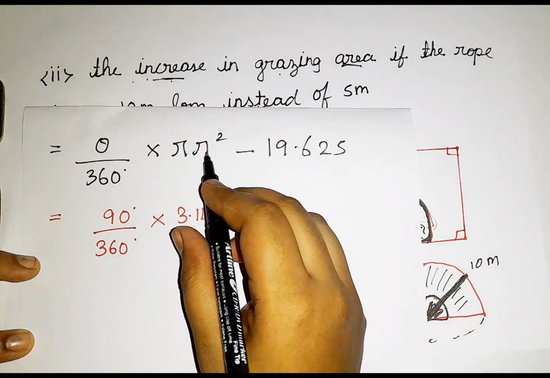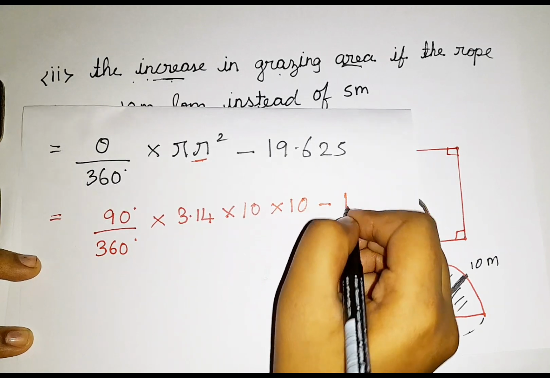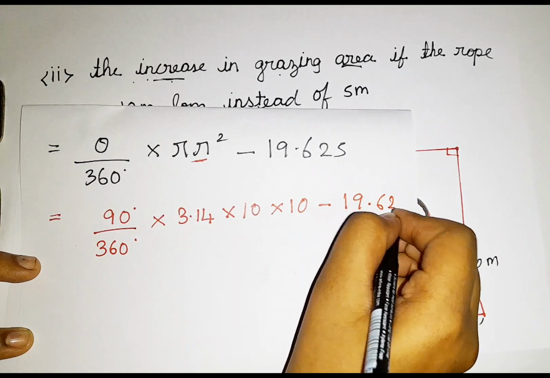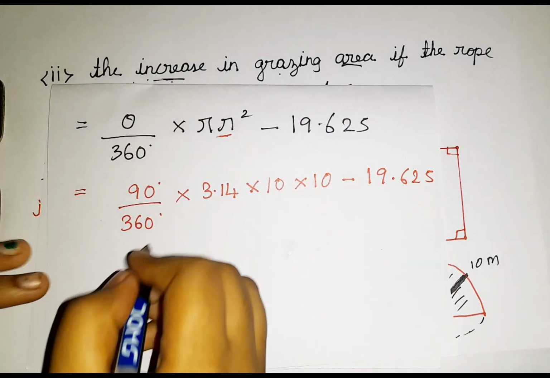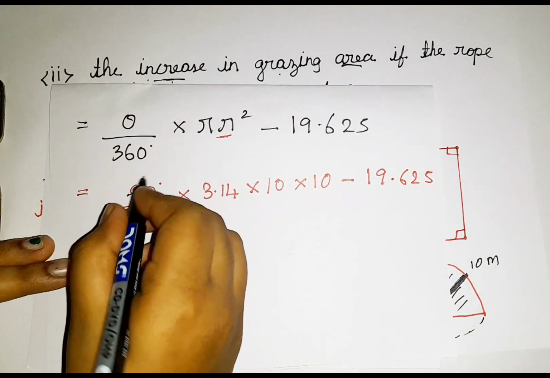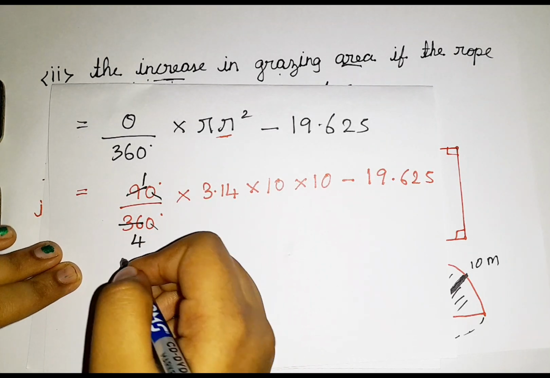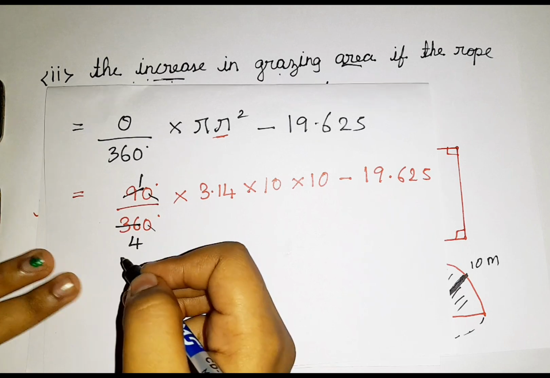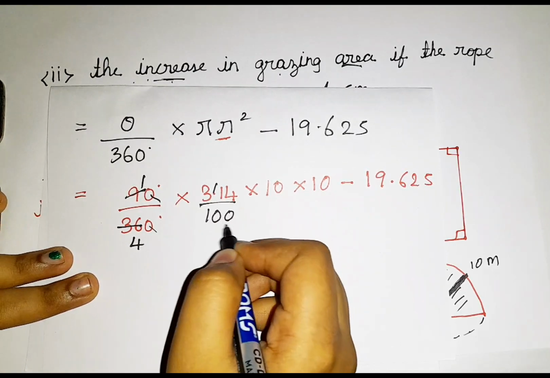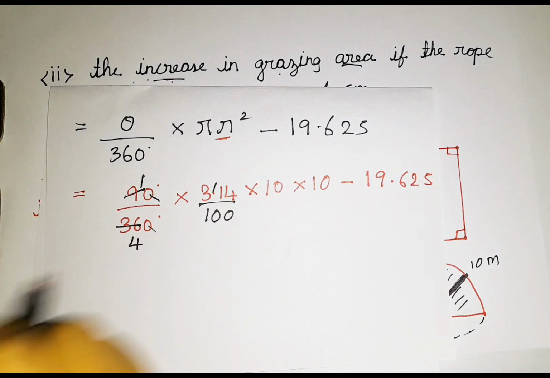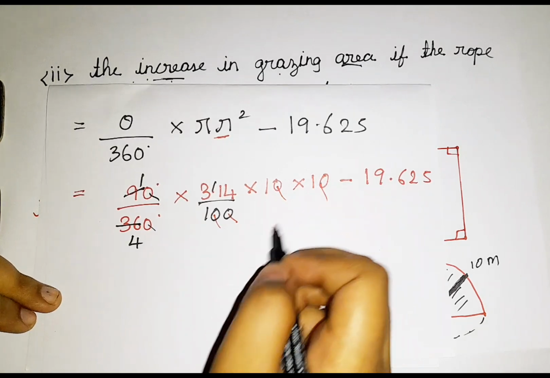So 10, and here we have r square, no? So it is 10 into 10. Let us write the 19.625 as it is. Okay guys, so now we can cancel the values. 0, 0, 4 9s are 36. Let us take off the point. Here we have 2 zeros, here also we have 2 zeros. We can take off the zeros as well.